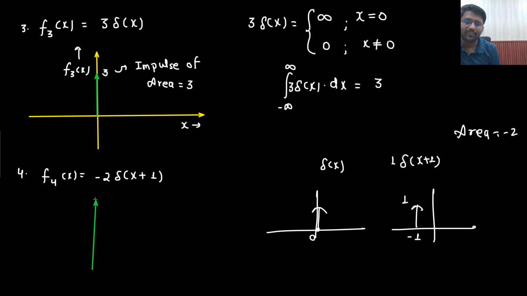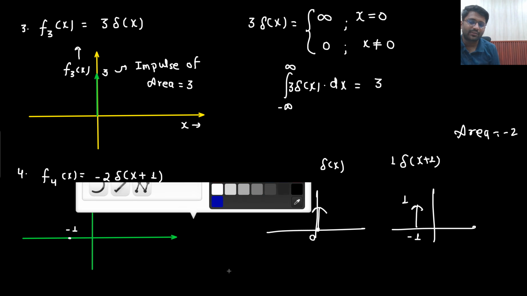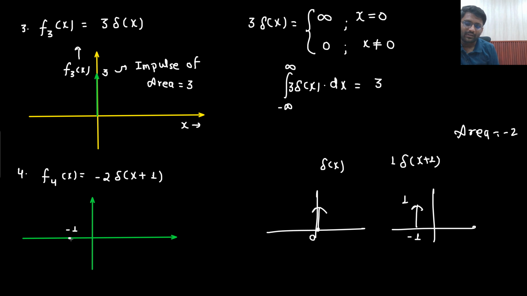So, this is how you will show the impulse. How will the impulse be shown? You know that, sir, the impulse will be there at x equals minus 1. But, sir, the area is minus 2 this time. That's why I will show it downward. So, here I will write down area is minus 2. This is how I will show f4 of x versus x.